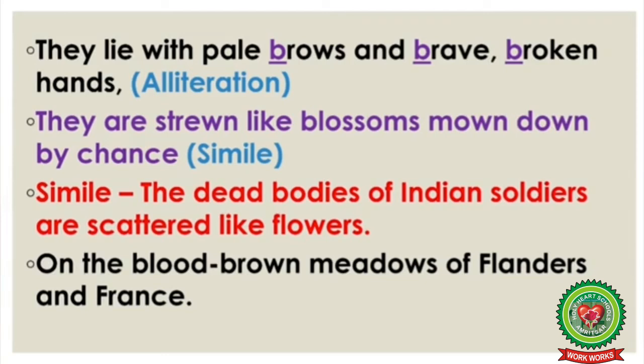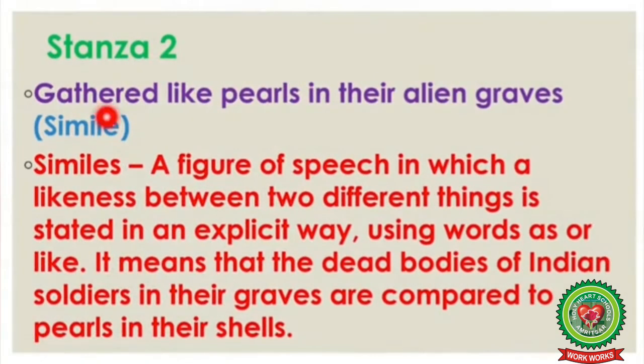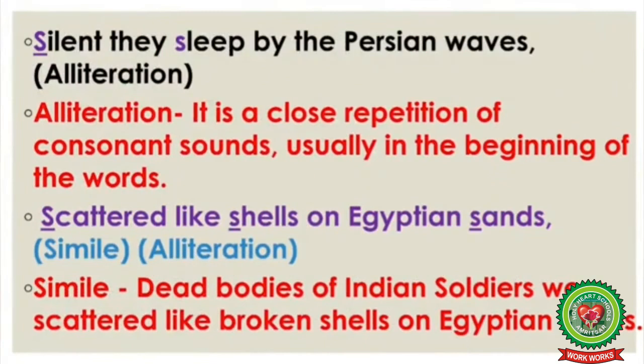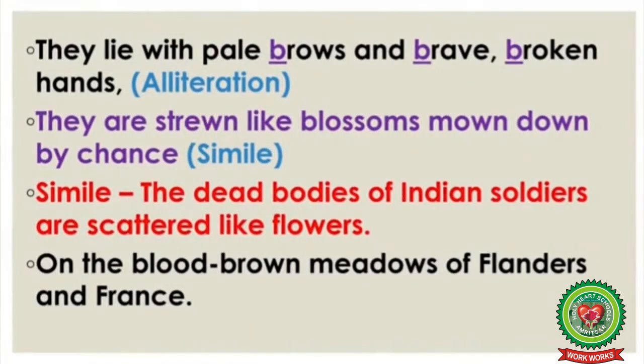Whereas the words like gathered, scattered and strewn captured the negligence with which the bodies of dead soldiers has been treated. So in this stanza, Mother India laments the loss of the lives of her beloved sons, that is, the Indian soldiers who were sent to foreign countries by the British to fight for them. Now let us see the next slide.